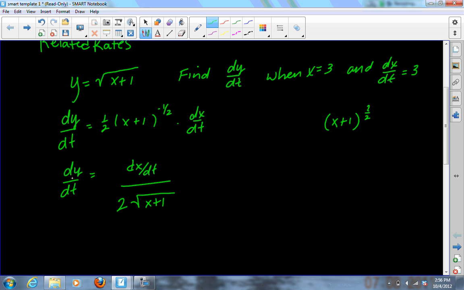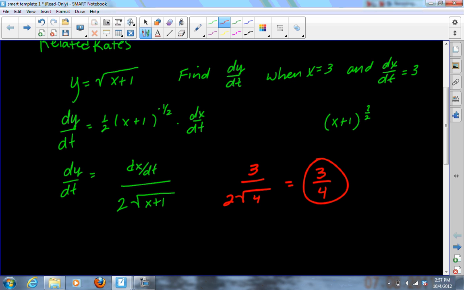And so if this says find dy dt, that's right here, when dx dt is a 3, that means I need to put a 3 in for dx dt up here. And x is also 3, so I'll put a 3 in down here for x. So 3 over 2 square root of 4, which is 3 over 2 times 2, which is 4. Square root of 4 is 2. Square root of 4 could also be negative 2. You just have to check the context of the problem sometimes. But in this case, this would be 3/4.